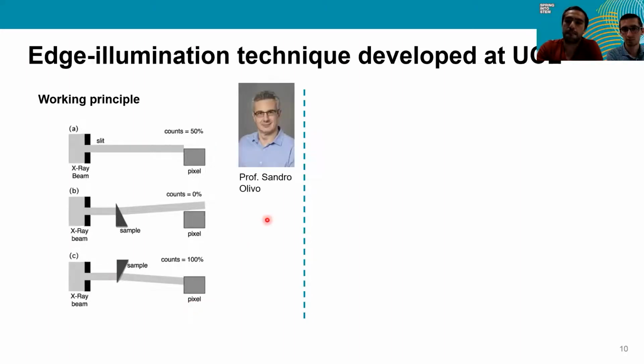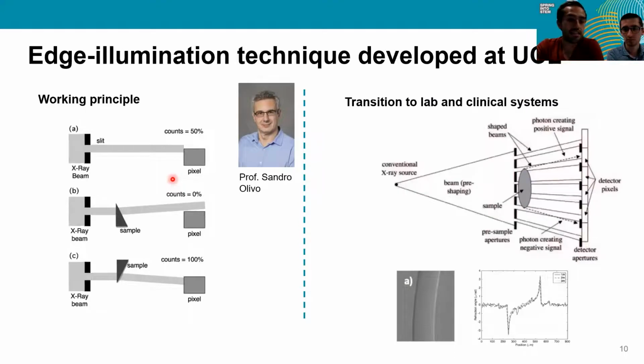This is a technique that has been developed for up to 20 years by Professor Alessandro Olivo, who came to UCL in the late 2000s. You can extend this principle to translate it to lab and clinical systems by including these absorption masks, where certain parts of the mask absorb the X-rays and the others let them pass.